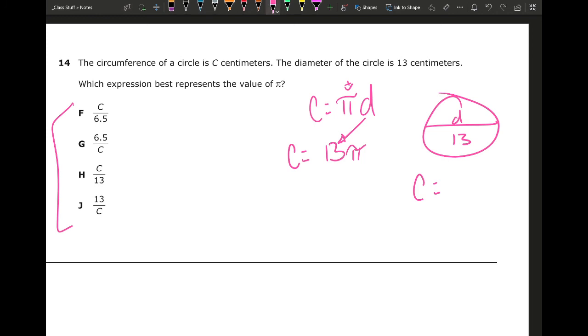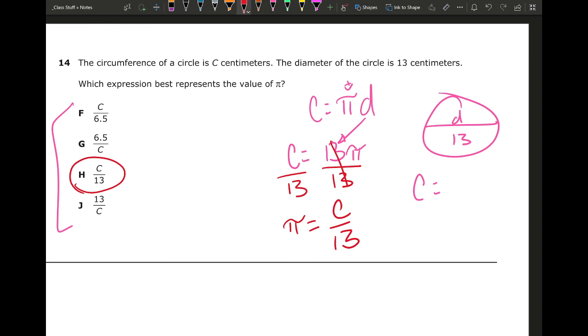Now, pi is multiplying with 13, so the opposite of multiply is divide by 13, correct? If I divide by 13, this cancels out, so I'm left with pi equals C over 13, which is H. That's how you find pi as a relationship of circumference and diameter. All you gotta do is work the formula back and forth for pi, and that's it. So if you knew the circumference and then you divide it by the diameter, that number should give you 3.14.